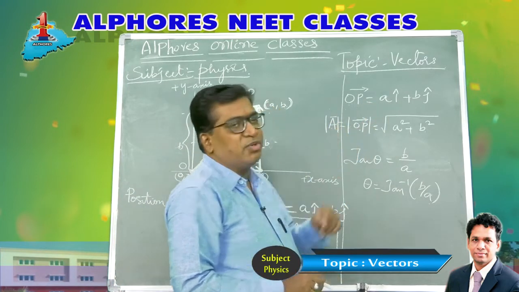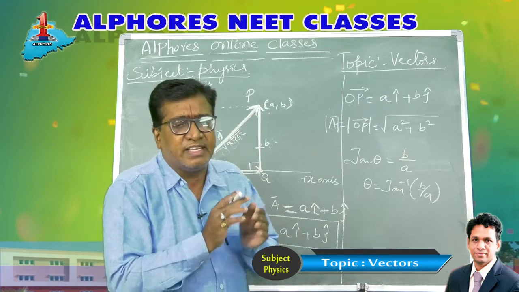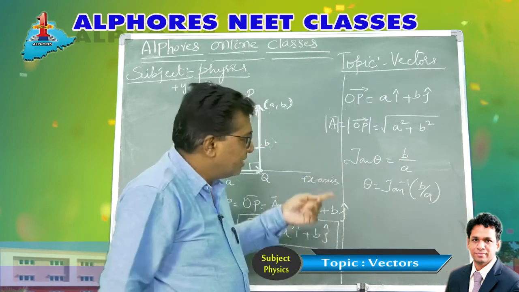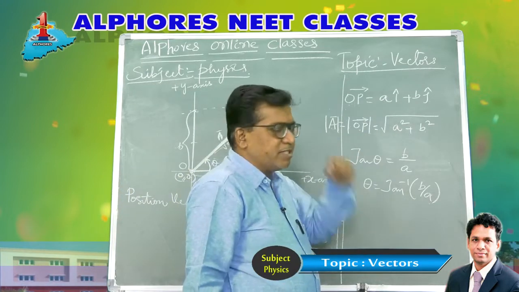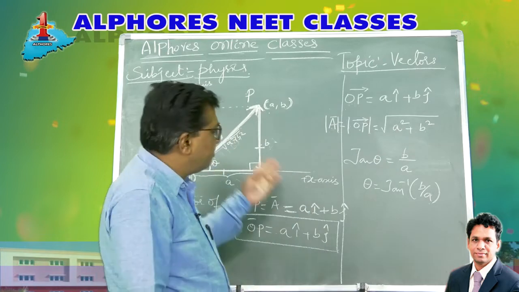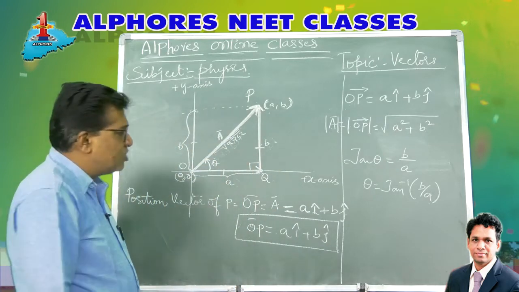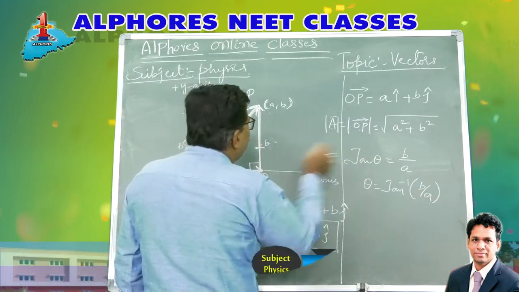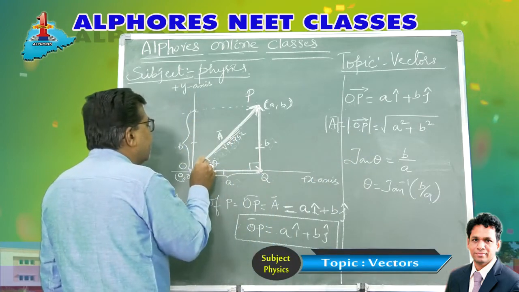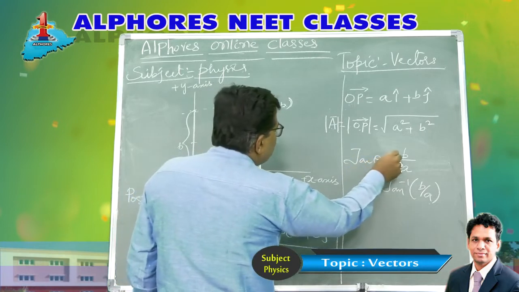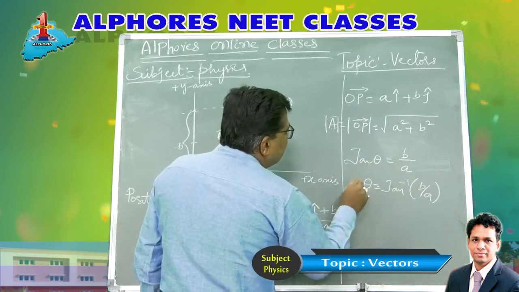Then the magnitude of the vector, the modulus or absolute value of the vector, is under root of A square plus B square. You can get it either by Pythagoras theorem or by analytical geometry. Then the angle made by the vector, this theta: tan theta is opposite by adjacent, B by A.